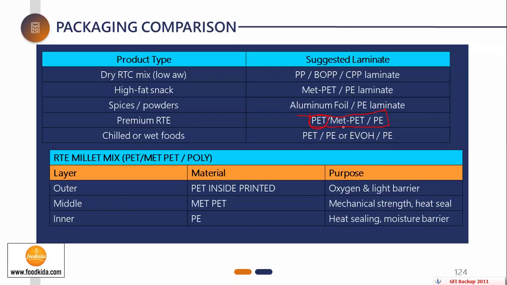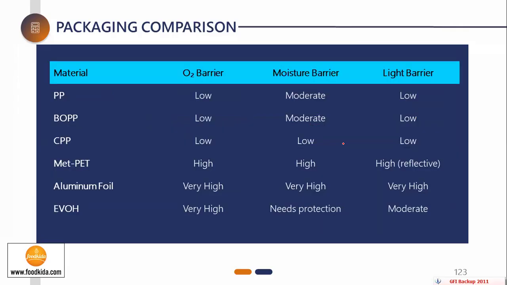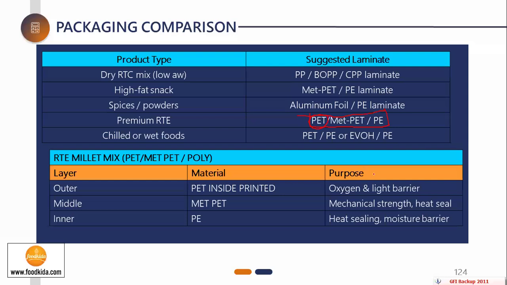But why am I metallizing? Because I want to protect my product from oxidation or moisture ingress. So that is where METPET comes into play. Now, if one wants to lower the cost, he can take out this PET film also, and go as given here, METPET and poly.